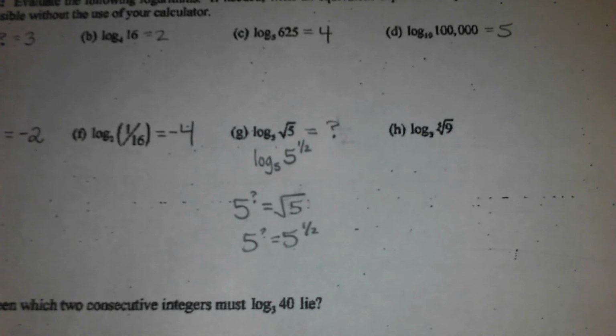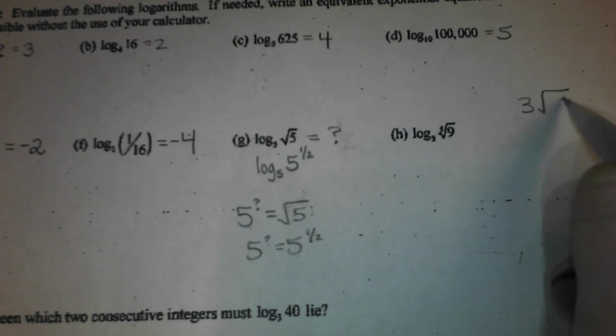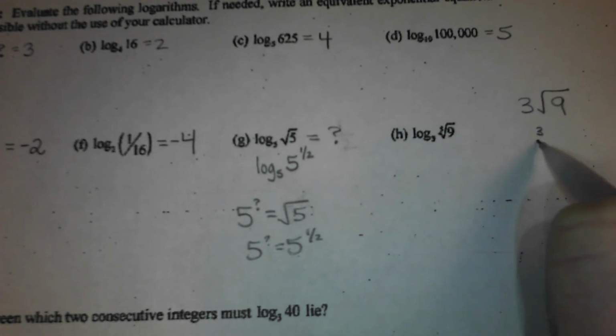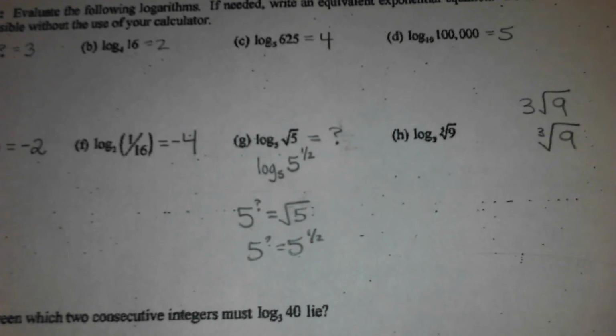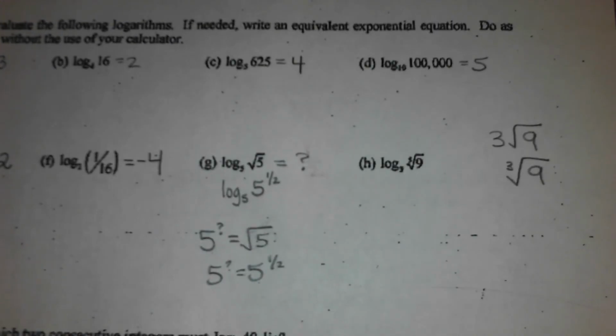What do you think that says? The cubed root of 9. Not 3 radical 9, Haley. 3 radical 9 is that. Cubed root of 9, I think, is what you meant. Okay. That's a big difference. Are we good with that? 3 radical 9 versus the cubed root of 9.